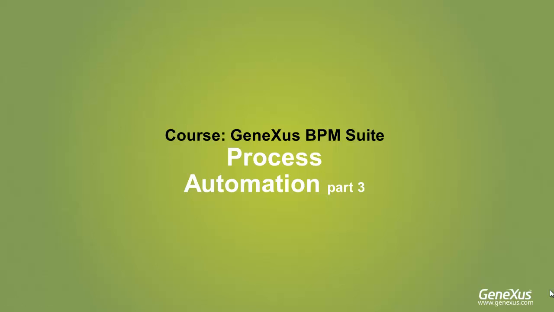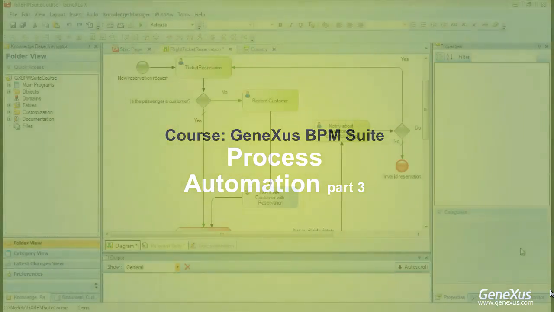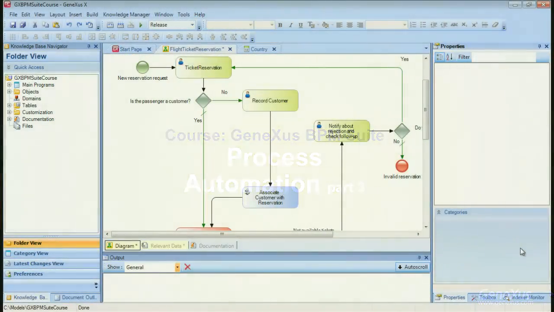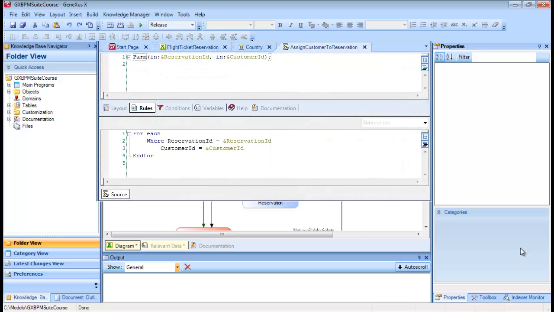In previous videos on automation, we used objects of the transaction type to record a ticket reservation and create the passenger as a customer for the company. We must now associate the customer we just created with the reservation. To execute the association, we will use the Assign Customer to Reservation procedure, which receives by parameter the reservation identifier and the customer identifier. In the source, it uses a for each so that, in the position of the reservation, it associates it with the customer desired.